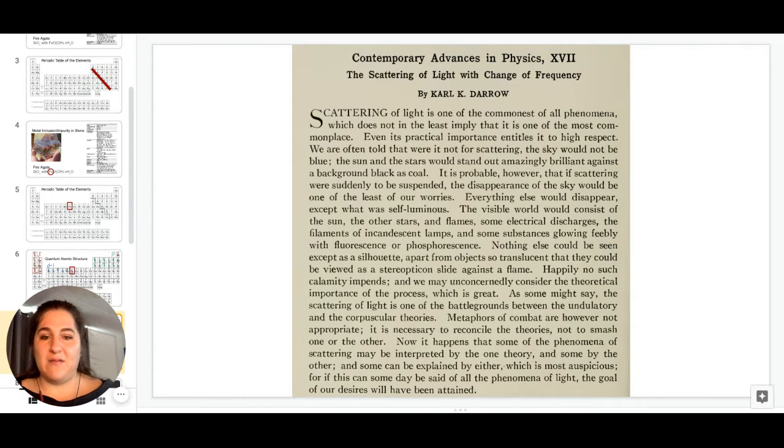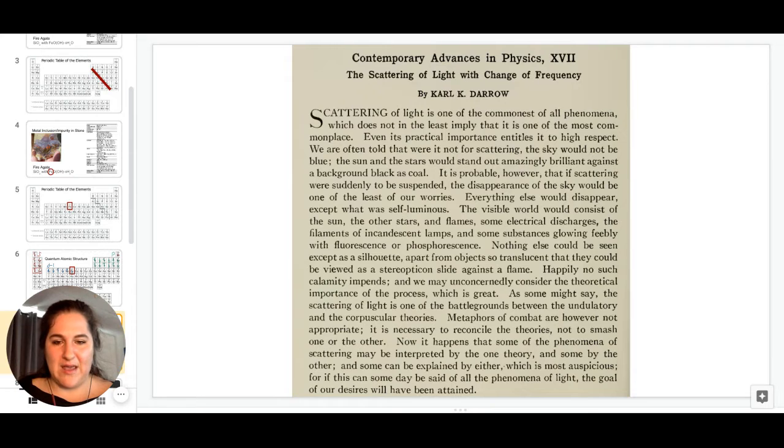Everything else would disappear, except what was self-luminous. The visible world would consist of the sun, the other stars, and flames, and some electrical discharges in the filaments of incandescent lamps, and some substances glowing feebly with fluorescence or phosphorescence. Nothing else could be seen except as a silhouette, apart from objects so translucent that they could be viewed as a stereopticon slide against a flame.